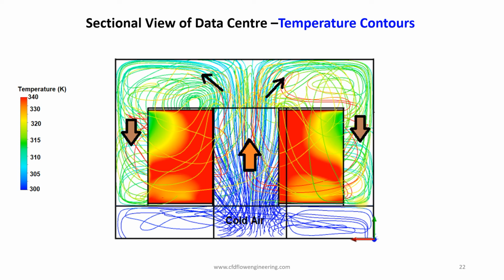This is the sectional view of the data center, and streamlines are colored with temperature. Cold air flows through the middle passage, then it flows through the server, then again it flows up. That means there is a continuous circulation. This way we have understood the importance of CFD modeling for data center.